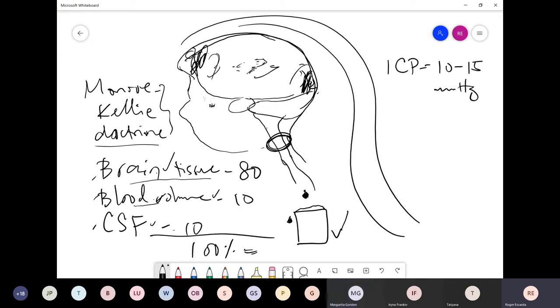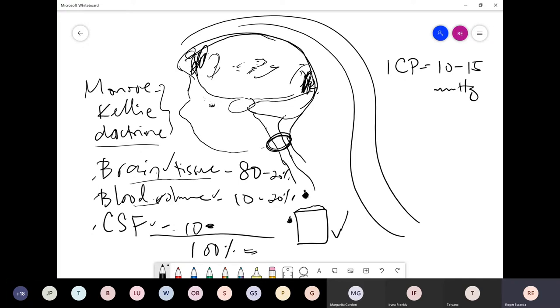So here, something has to be displaced. So let's say we displace CSF. It's only 10% though, that's not a lot of compliance. So let's say brain tissue swelled by 20%. And then blood volume also, the hematoma accounted for another 20%. Where are we gonna find 40% volume? There's none. Even if it's possible to displace the whole entire 10%, there's still a 30% increase in volume that we have to account for. Something has to be displaced.